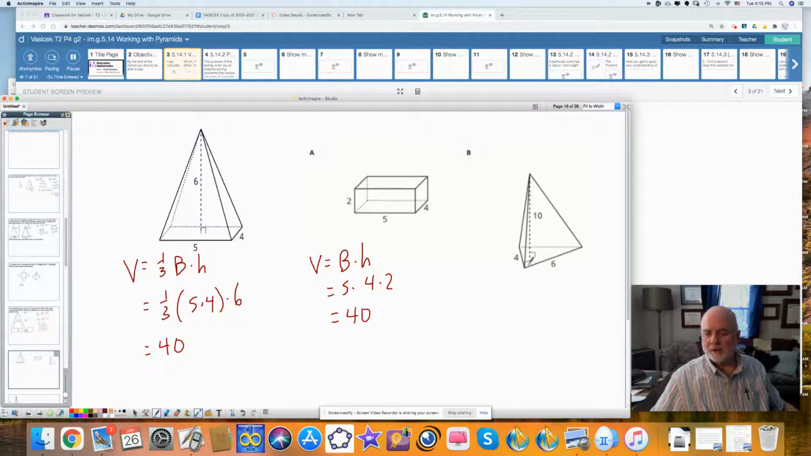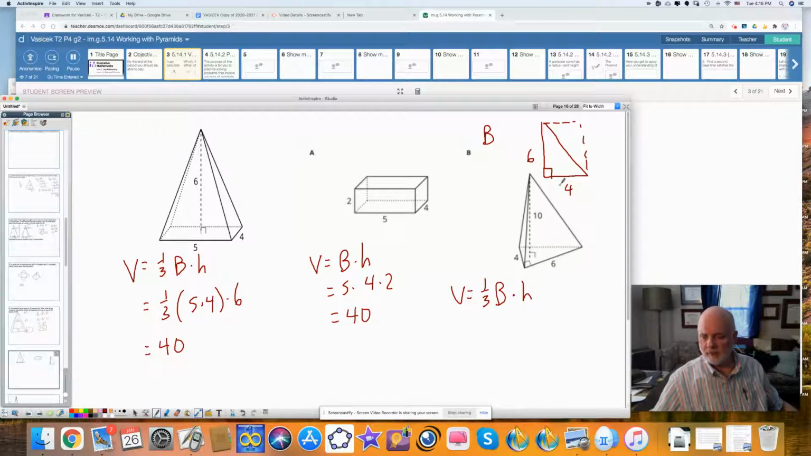And here we have a right triangular pyramid. This is 1/3 times the area of the base times the height. Now, what kind of a base is this? The base is a triangle. It is a right triangle. It's got a right angle. This would be 4, this would be 6. So this would be half of the rectangle, so it's going to be 1/2 of the length times the width. So this would be equal to 1/3 times my area of my base, which is 1/2 times 4 times 6, times the height of this pyramid, which is 10. And my answer is 40. Sure enough, they all have the same volume. Amazing.